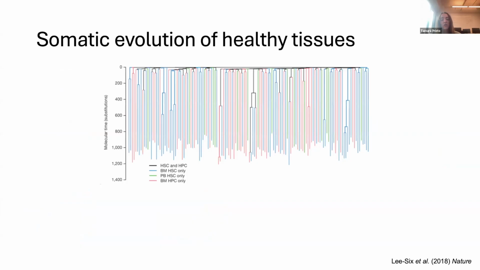Tumor phylogenies have actually been built since 2010. However, healthy tissue phylogenies took a bit longer. And what you see on the slide is the first phylogeny ever built from hematopoietic stem cells and blood progenitor cells of a healthy individual, a landmark study from Peter Campbell's lab in 2018.